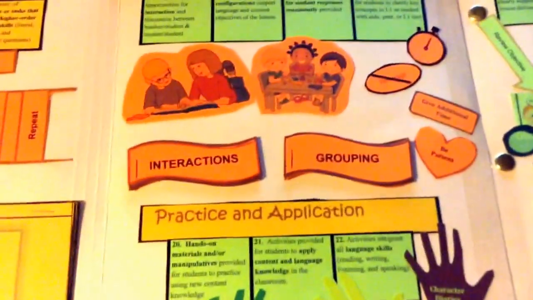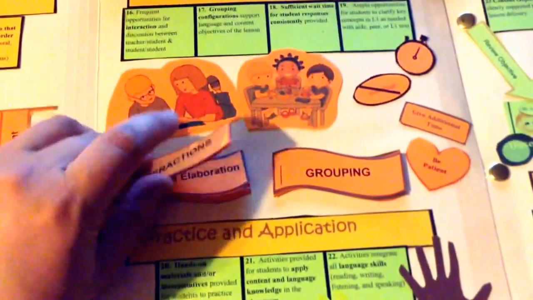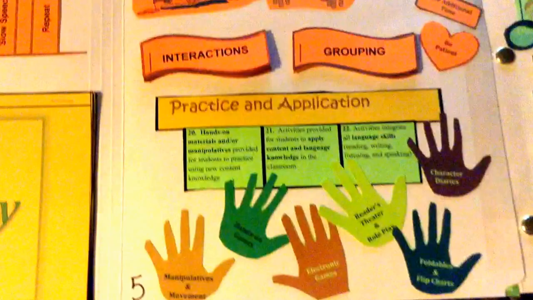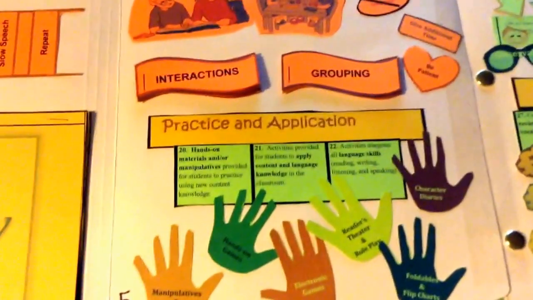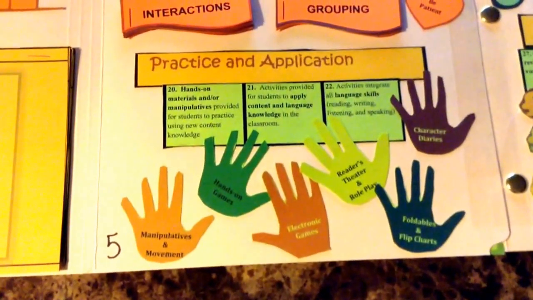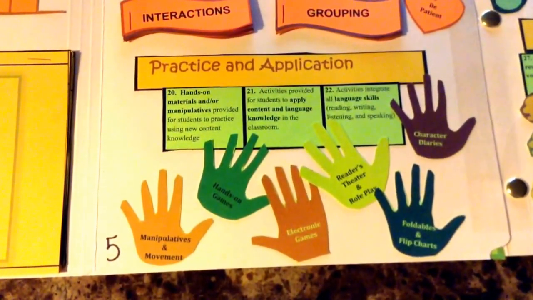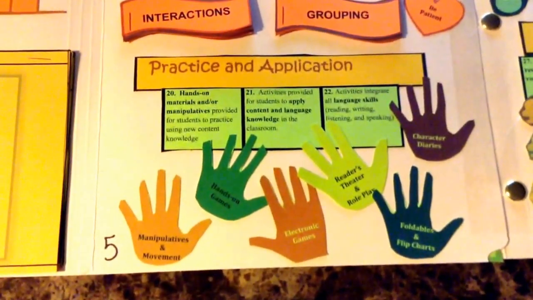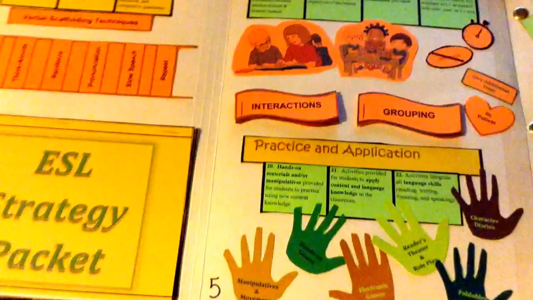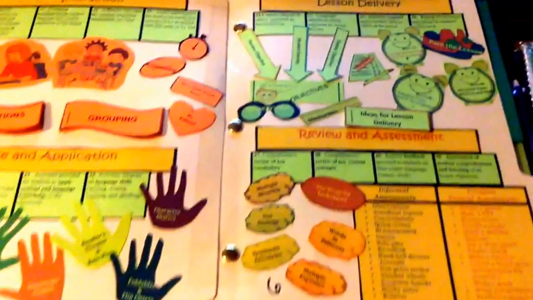And then we have our booklet of interactions, and this gives us some interactions, and, of course, our grouping. Of course, after our interactions and our grouping, we go on to practice and applications. And these hands represent interactive ways to incorporate activities in order to apply content and language knowledge. Then we go on to page 6.